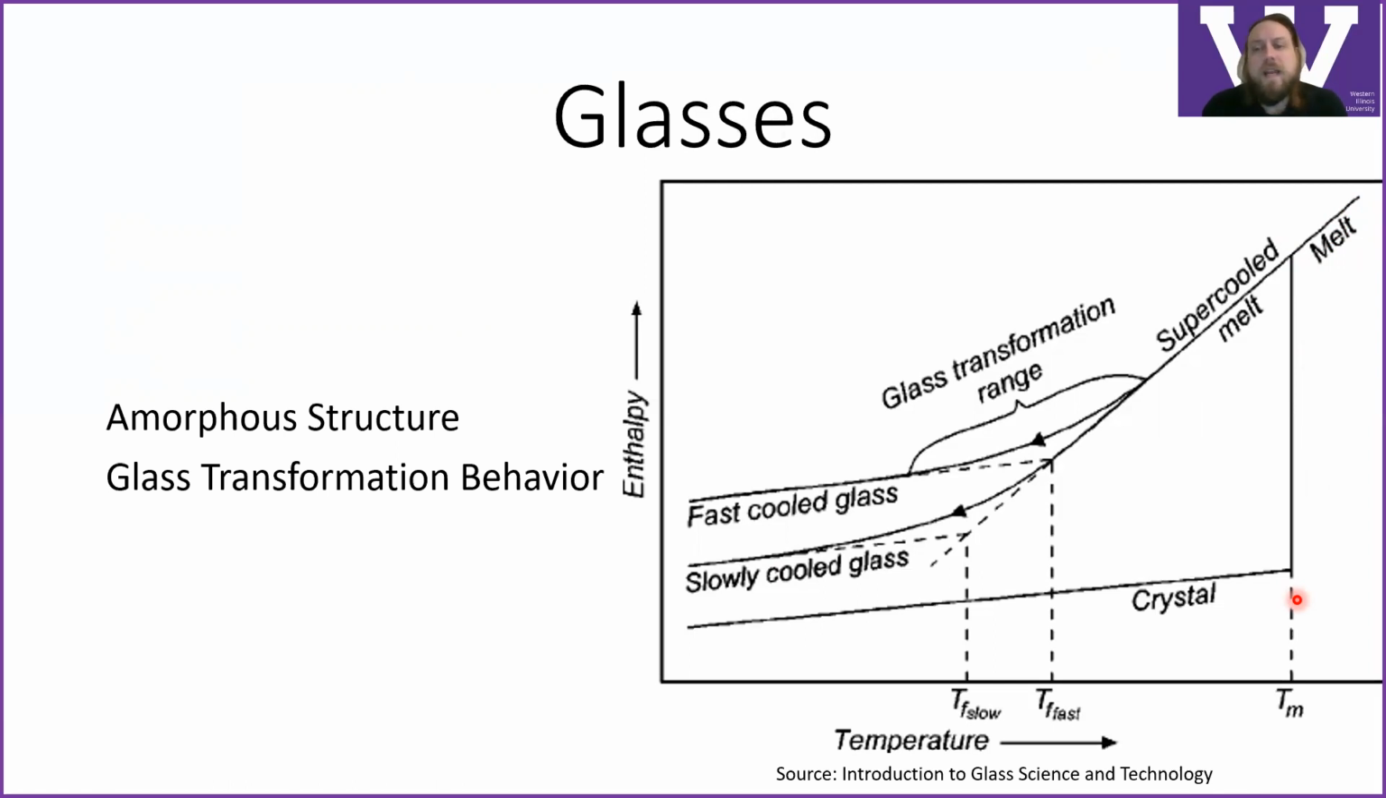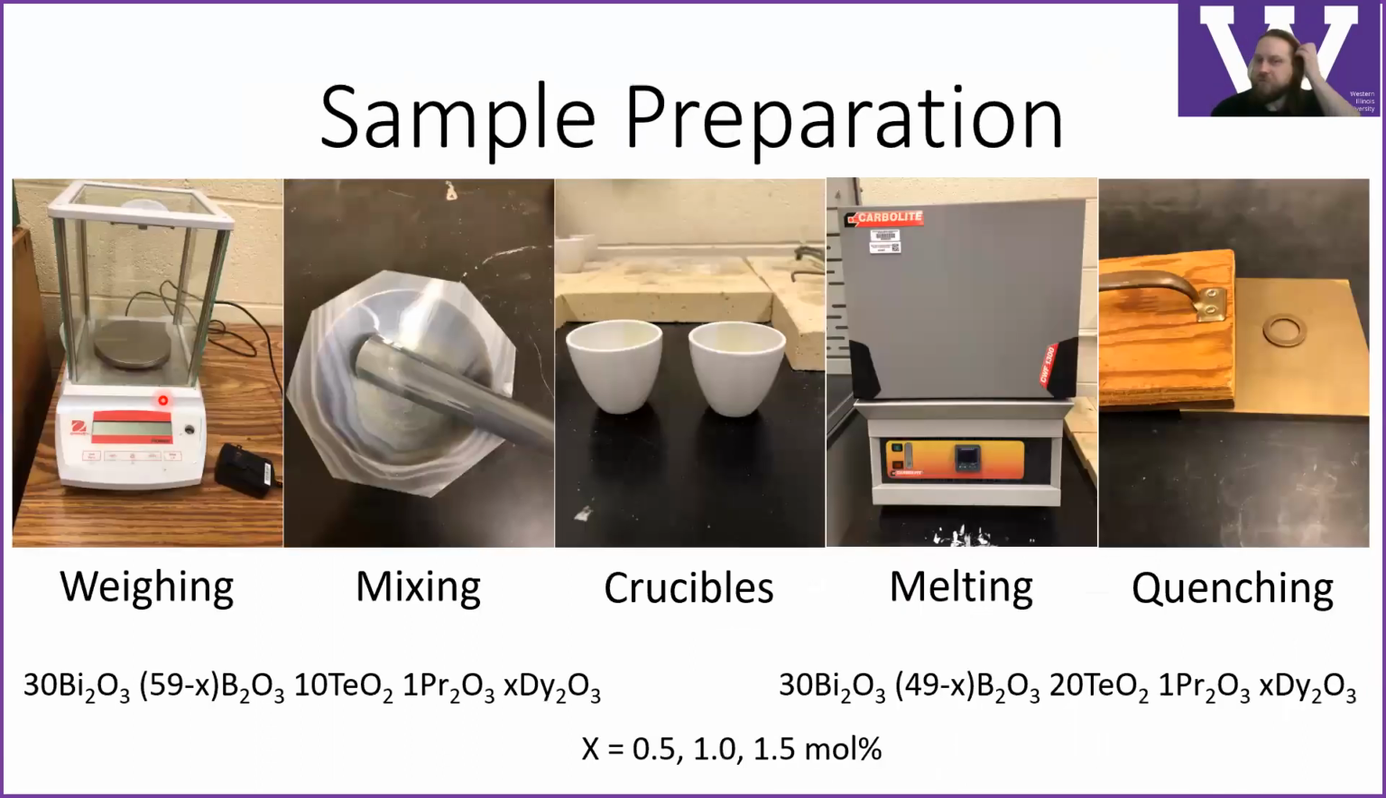For our glasses, they have this glass transformation behavior where instead of getting very organized into these long periodic structures, they're a lot more disorganized, so that they have different structures in different parts of the glass. So we get these local environments that we're interested in that can affect the fluorescence. So we get this amorphous structure. It's not the same all the way through the glass.